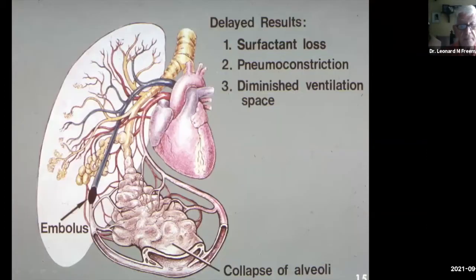Now, in about 10% of the population, the bronchial circulation fails. It is not adequate to keep the airways nourished. And therefore, what happens, as you see here, is the patient has a pulmonary embolus in the blood vessel. And here you see you get collapse of the alveoli, you lose surfactant, you get bronchoconstriction, and diminished ventilation space.